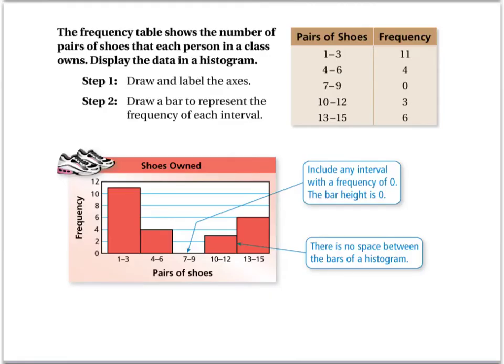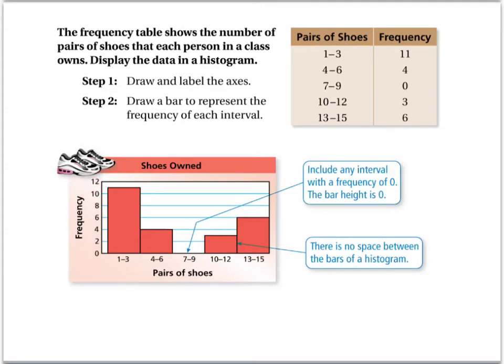Okay, here's just an example of how we can make a histogram. It says the frequency table shows the number of pairs of shoes for each person in the class. Display the data in a histogram. Obviously, we have frequency, how many are doing it, and how many different kinds of shoes that we have. Taking the numbers from here and putting them into a histogram, a bar graph. As it says, we have 1 to 3 pairs of shoes, 4 to 6, 7 to 9, 10 to 12, and 13 to 15, and then the number of the frequency for each one.